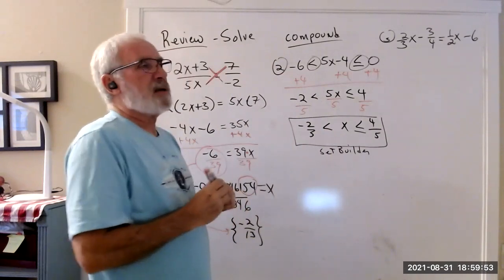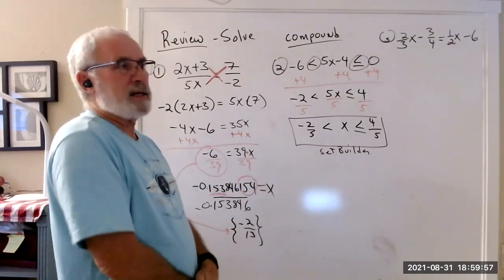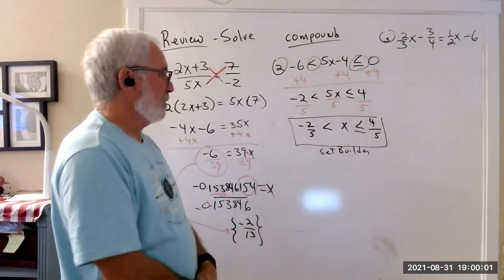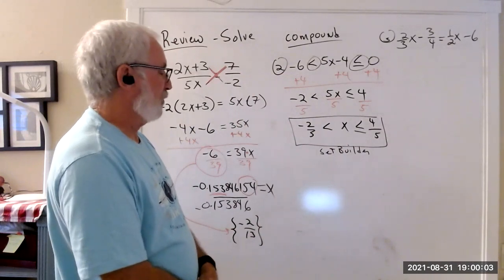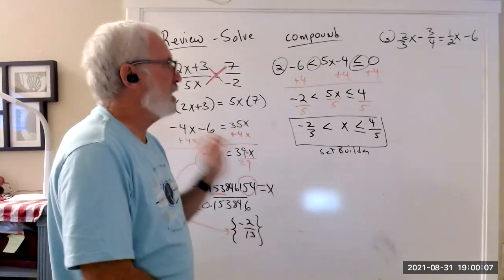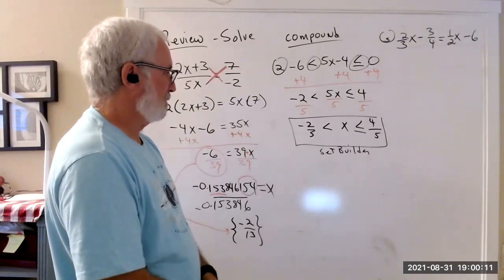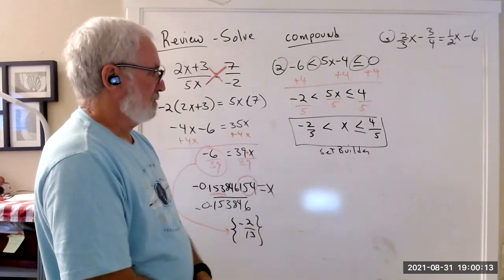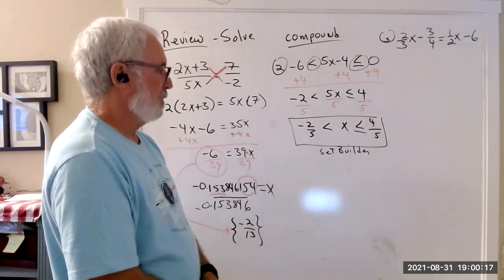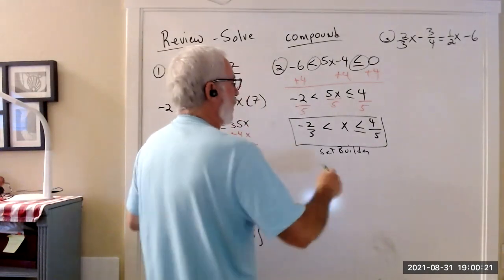Did anybody put this into interval notation? I know I didn't ask for it, but did anybody do it, or does anybody want to try and offer an answer in not set builder, in interval notation? Nobody? Okay, no problems. First off, let's look at the graph of this.